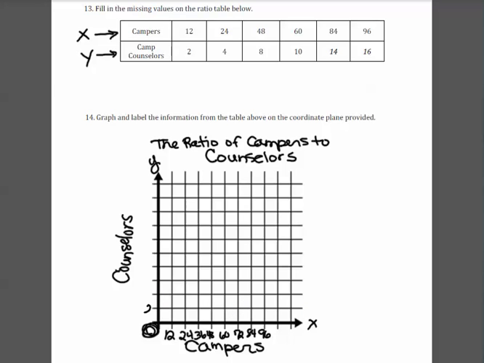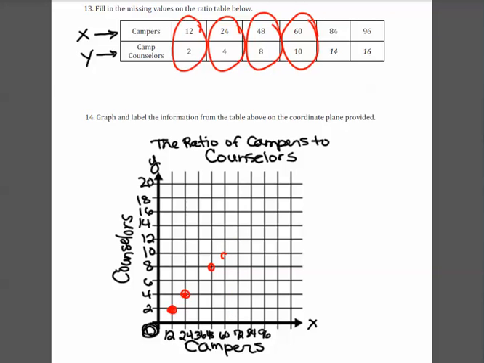Okay, over here, I'm going to go up by 2, 4, 6, 8, 10, 12, 14, 16, 18, 20. And now I can plot my points. Let's plot. For 12 campers, there are 2 counselors. For 24, there are 4. For 48, there are 8. For 60, there are 10. For 84, there are 14. And for 96, there are 16.